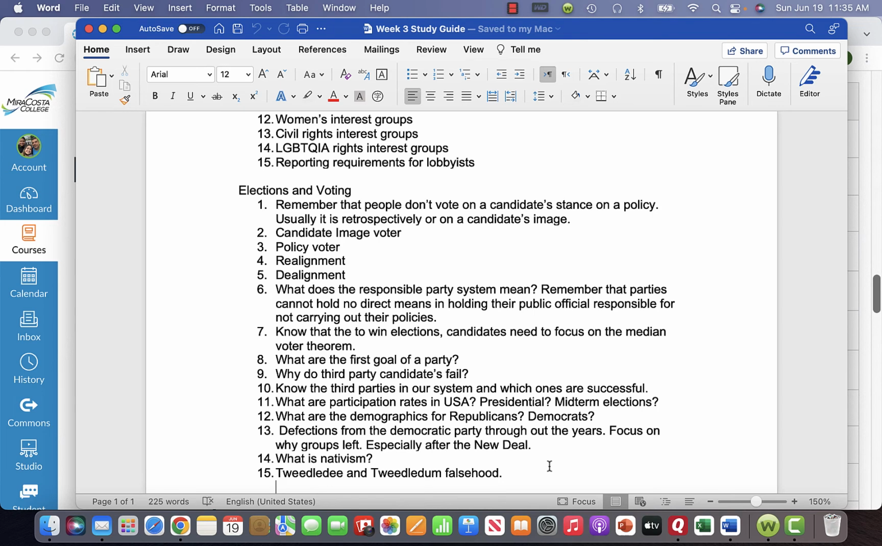Know what Tweedledee and Tweedledum is. It's kind of a falsehood. The terms Tweedledee and Tweedledum are used to say that Democrats and Republicans are the same, but in fact, they have very different policies. Know where Democrats and Republicans get their money. Generally, the Democrats will get their money from lawyers, unions, maybe Hollywood. Republicans will get their money from real estate and the oil and gas industries.